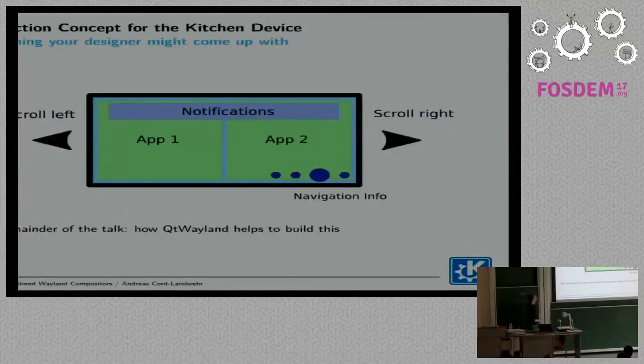So I'm going to draw a small picture about what I explained to you. That's the size of a Raspberry Pi display. I want to have the applications aligned horizontally. I want to have this swipe gesture, left and right. I want to have navigation information, so where I'm currently on my screens. And I want to have some notifications that should be sent from the applications and shown in the compositor, which is actually not that trivial as it sounds in the first hearing.